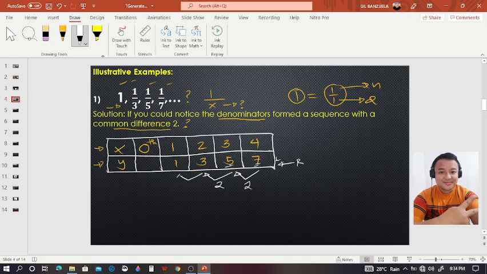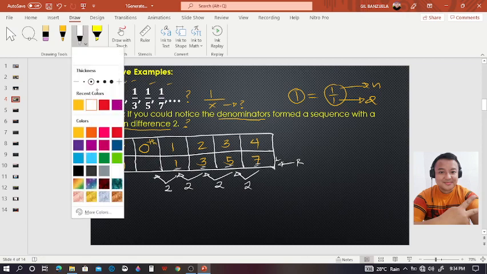Then, let's test that to the second and to the first element, which is 3 and 1. So, 3 minus 1 is equal to 2. Now, at this juncture, guys, pwede na nating i-consider that the difference between the 0th term and the first term is also 2. Ayan. Now, Sir Hill, paano natin makukuha yung 0th term?